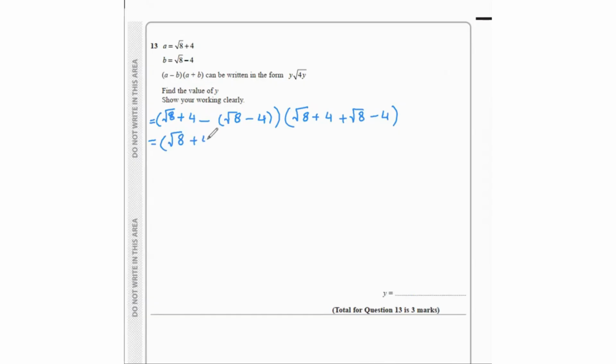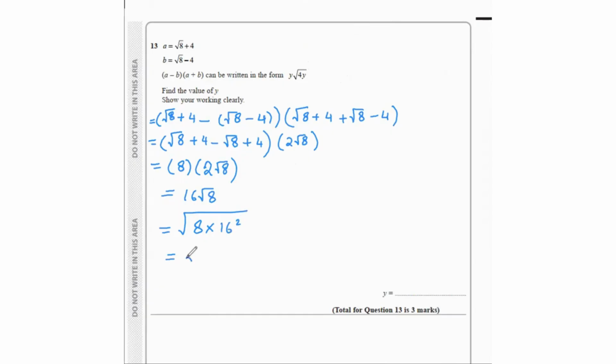Root 8 plus 4 minus root 8 plus 4 times 2 root 8, and 4 minus 4 is 0. So root 8 minus root 8 is 0. 4 plus 4 is 8. So 8 times 2 root 8. So that's 16 root 8. Y is outside and y is inside. So if I rewrite this, that's 8 times 16 square. Now 16 square is going to be 256.